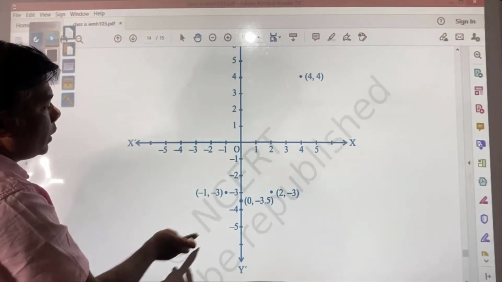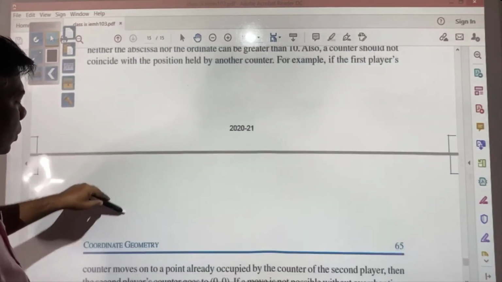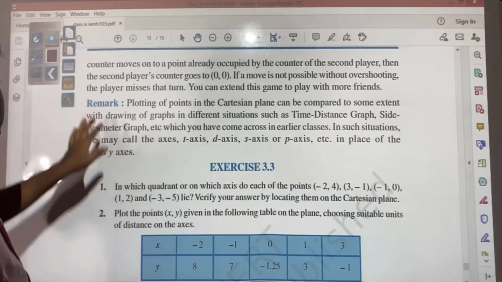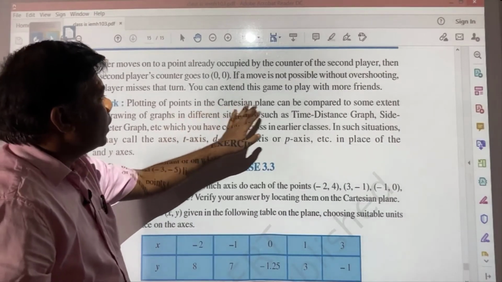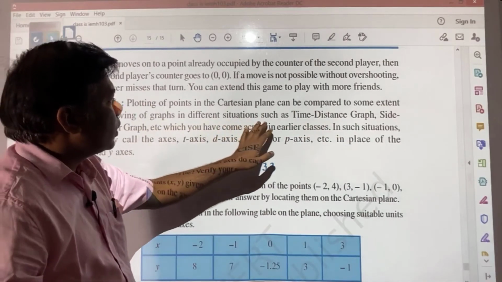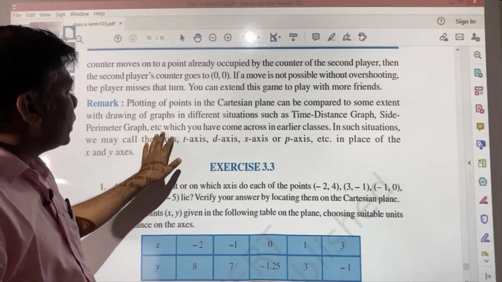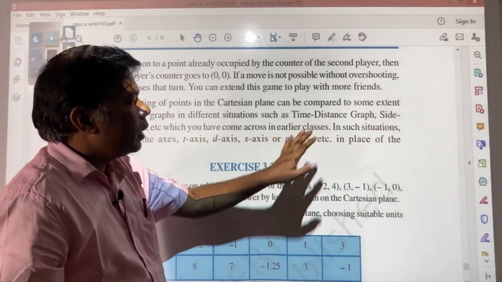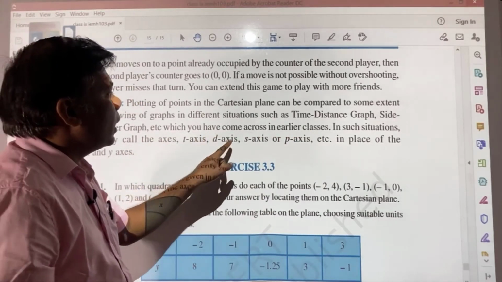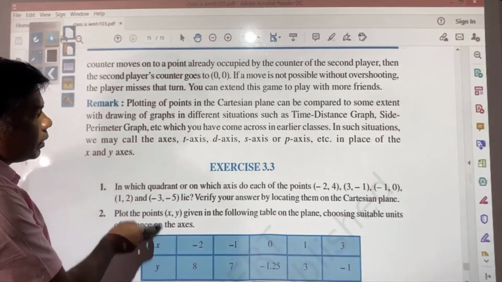This has been done, you can see. So in this way, we have done up to there. Here you remark that plotting of points in the Cartesian plane can be compared to some extent with drawing of graphs in different situations such as time-distance graph, side-perimeter graph, etc., which you have come across in earlier classes. In such situations, we may call the axes t-axis, d-axis, s-axis, p-axis, etc., in place of the x and y axes.